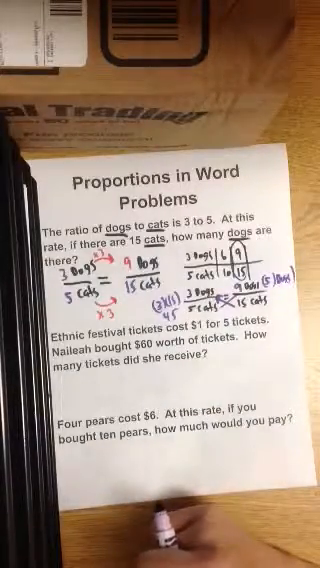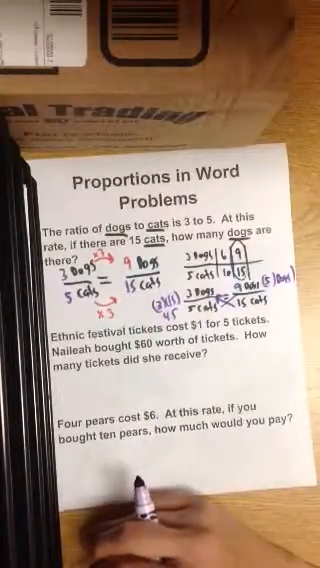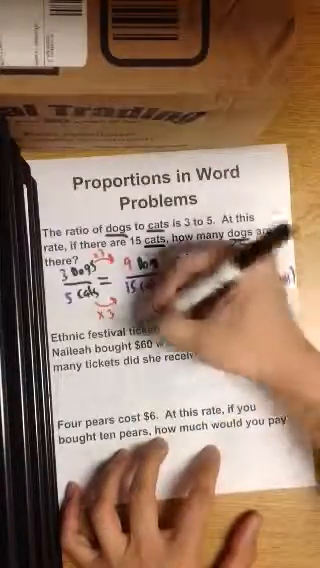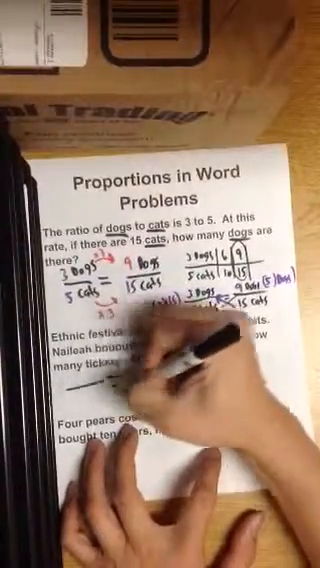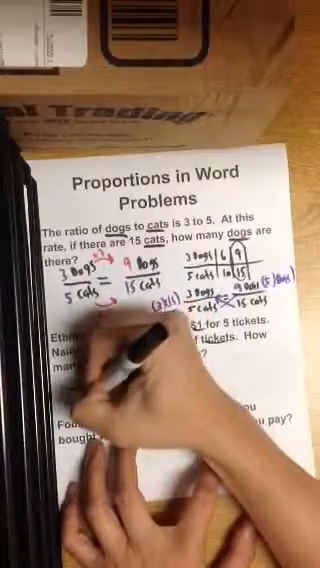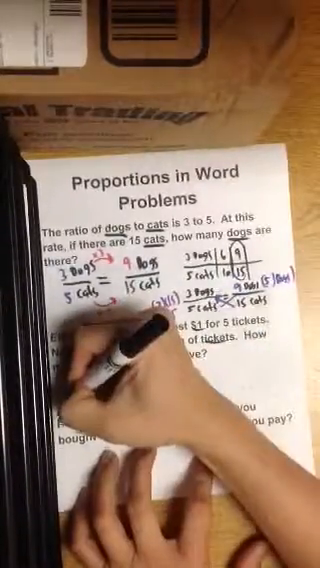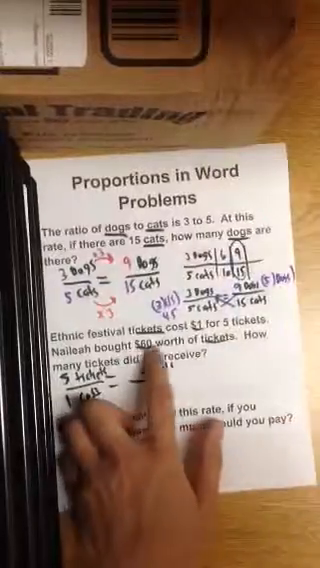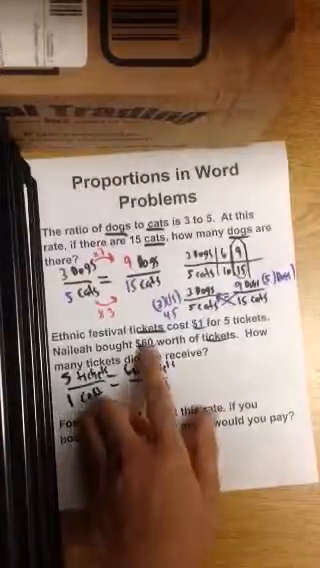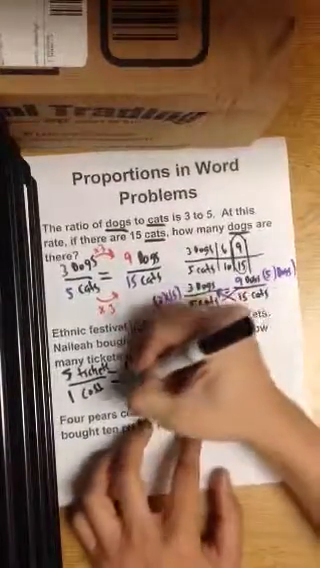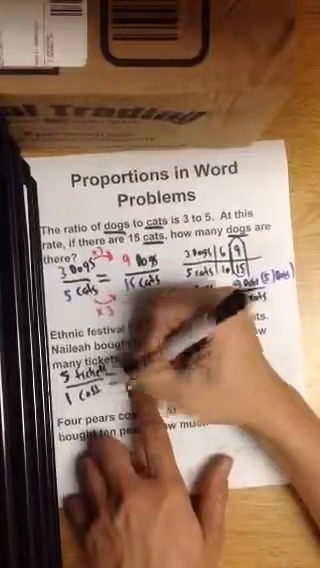Next one. Ethnic Festival tickets cost $1 for 5 tickets. Layla bought $60 worth of tickets. How many tickets did she receive? This is about tickets and cost. So let's draw a proportion. It's about tickets, cost, tickets, cost. So $1, 5 tickets. She bought $60 worth of tickets. Is that called tickets or cost? 60 is cost. How many tickets did she receive? I don't know this missing number. That's our missing number right there.